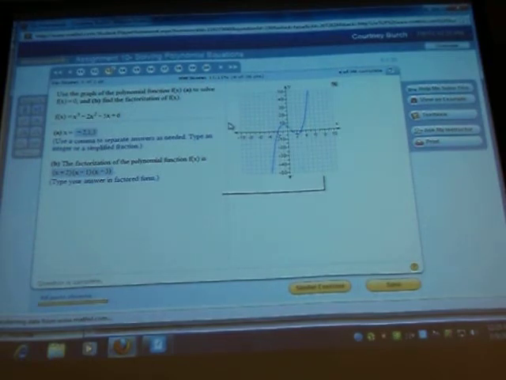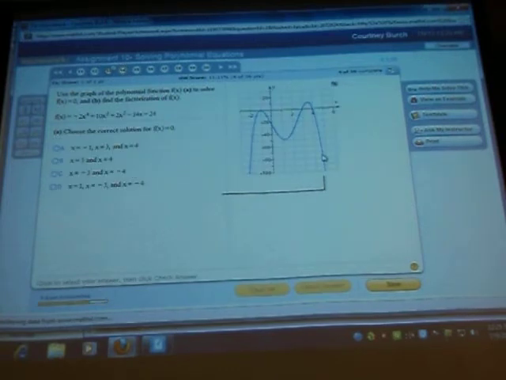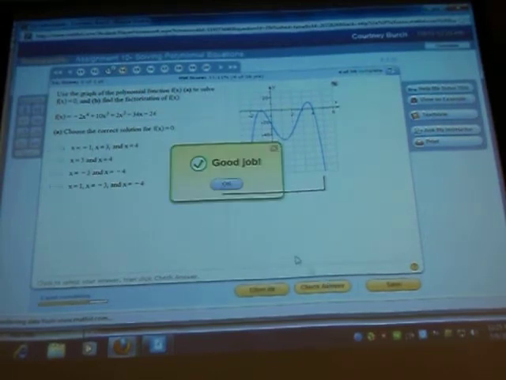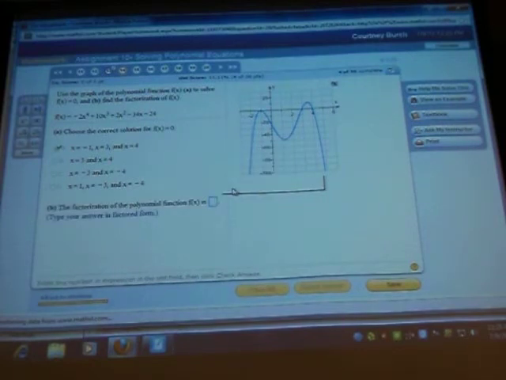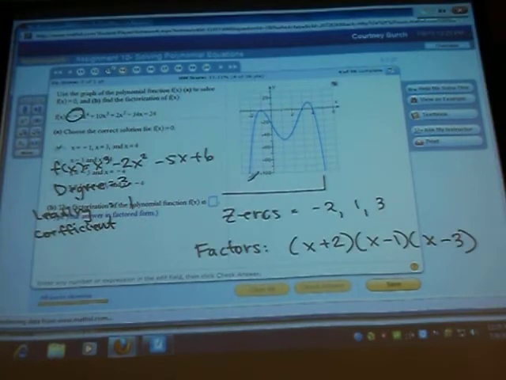Okay, so let's look at 14. In 14, my zeros are negative 1, 3, and 4. So that's easy enough to pick. Now, let's look at my graph here.